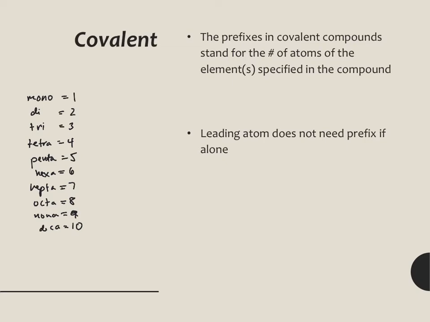So the leading atom, that means the first one listed there, sometimes doesn't need a prefix if it's alone. And what do I mean by that? Okay, so let's look at CO2. So carbon, being the leading atom, only has one of itself, so it doesn't need the prefix. You're not going to say monocarbon. But there are two oxygens, so you're going to look at the prefixes. It's going to be carbon dioxide. Okay?